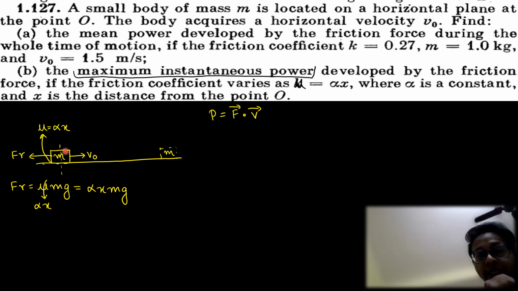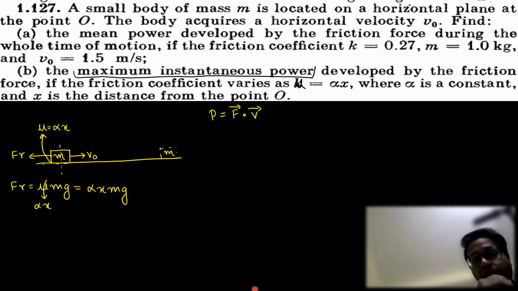What I'm trying to say is that initially we'll have the maximum value of velocity and minimum value of friction force, so power will be around 0. At the end of the motion, we'll have the maximum value of friction force and minimum value of velocity, so out here also power will be around 0. So somewhere between the start of the motion and the end of the motion, the power will be maximum, no? And I have to find out the maximum value of power.